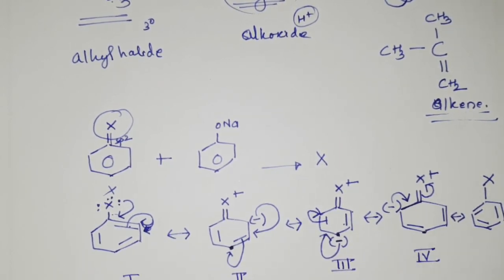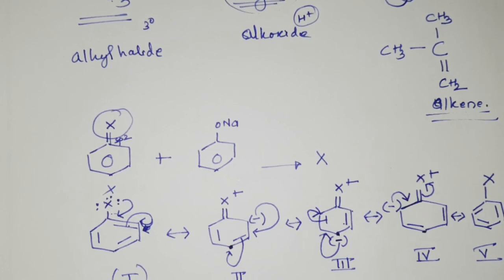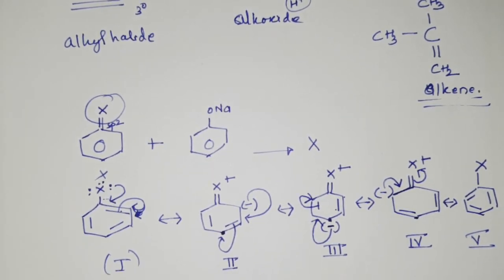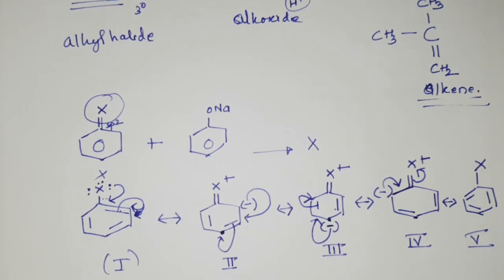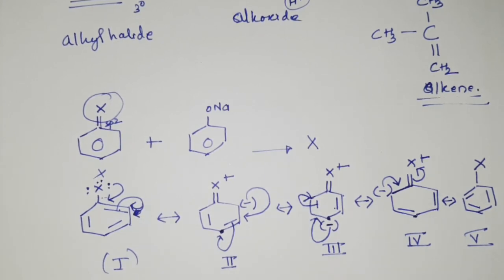So now you can see resonating structures 2, 3 and 4. There is a partial double bond between your halogen and carbon, and because of this it is non-reactive in nucleophilic substitution reaction. Okay, this type of question will come again in the reasoning section.